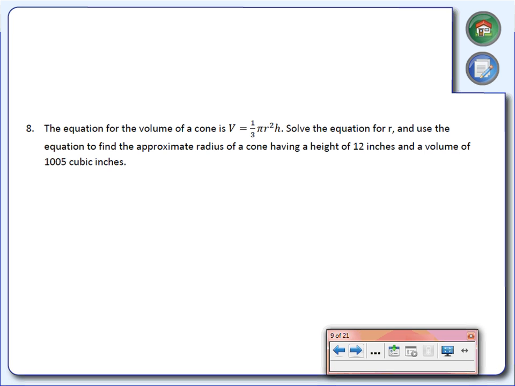All right, number 8, the equation for the volume of a cone is V equals 1/3 pi r squared h. What they want us to do is solve for r, and then we're going to use that equation to find the radius given a cone with a height of 12 inches and a volume of 1,005 cubic inches. So let's start by taking the equation.